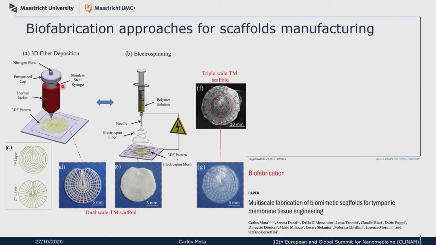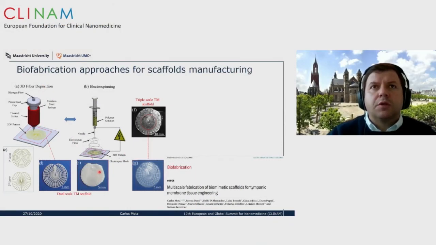With the 3D printing techniques, we wanted to give that functionality, or mimic the functionality, of the collagen fibrils. And then the electrospun mesh is normally something that is very useful for you to seed cells and also to have that three-dimensional network, replacing a bit the tympanic membrane effect.